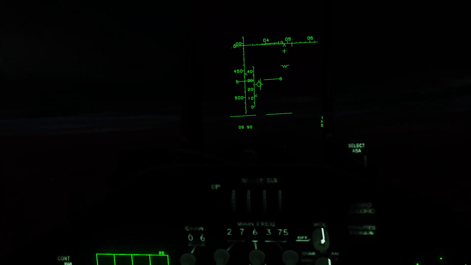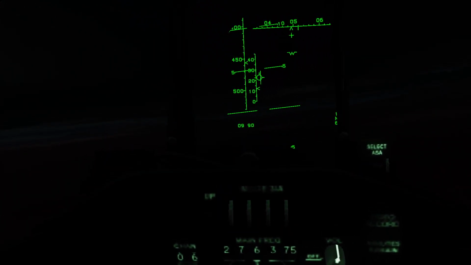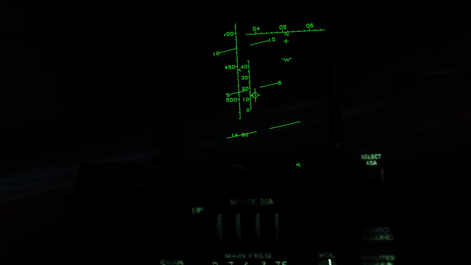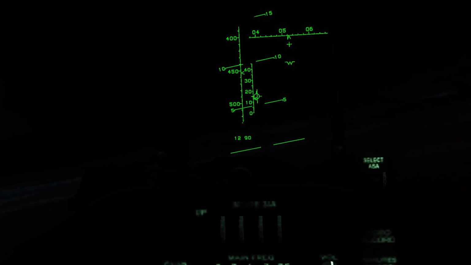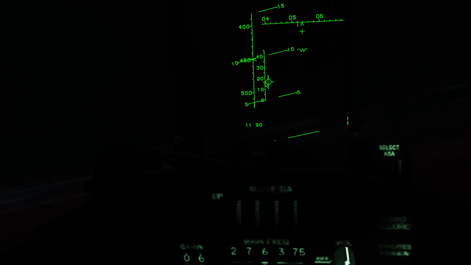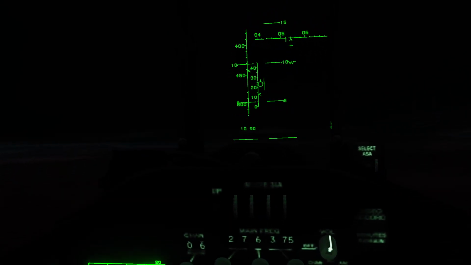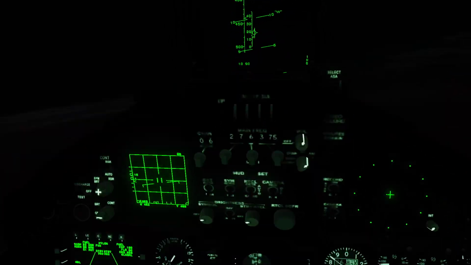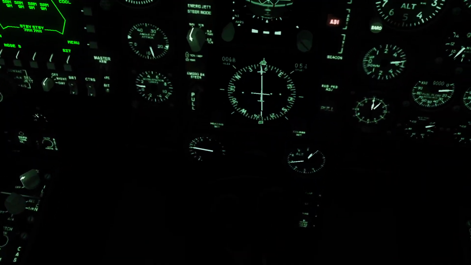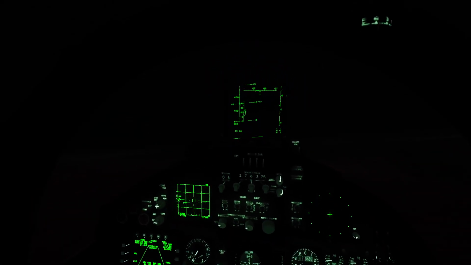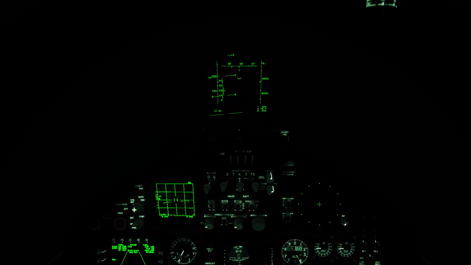I've got my flight path vector over my steering cue line, which is that vertical line, going 450 knots. We're about on a 054 heading. And this is letting me know that we are in line to where we need to be. All right, the wind is pretty wicked, so we're crabbing into the wind.